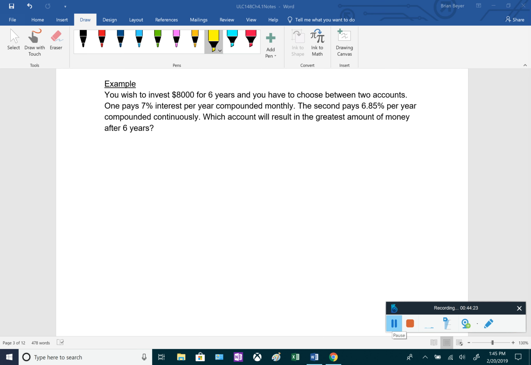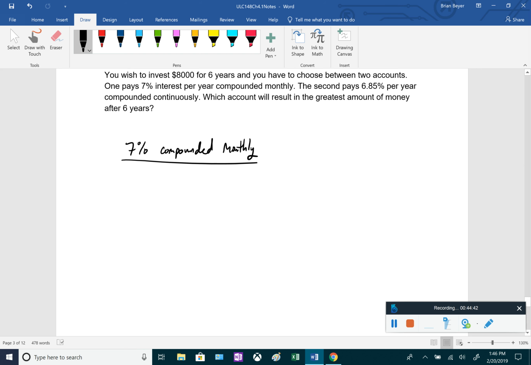So we're going to essentially do 2 problems. Let's do the first one as the 7% compounded monthly. So we'll do this one first. Okay, so if it's compounded monthly, we know that we're using this formula: A equals P times (1 plus r over n) to the nt.